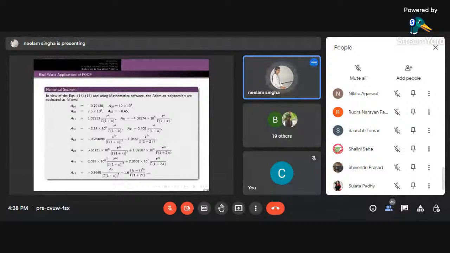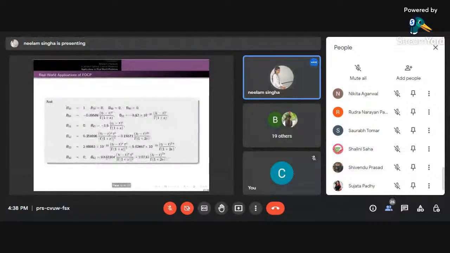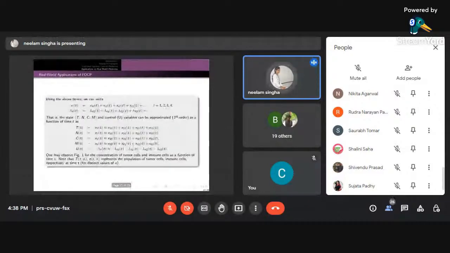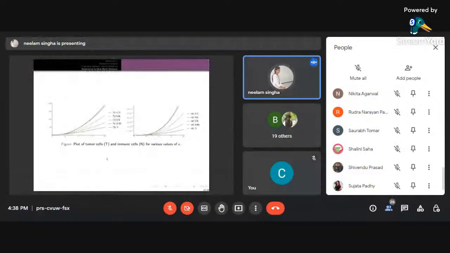Okay, I would like to discuss the graphical parts. After solving that problem with the help of the Adomian decomposition method, whatever approximation we got, we plotted it, and these are some of the plots I want to discuss. The first one is the plot of tumor cells, and the second one is the plot of immune cells for various values of alpha, and time T is plotted here. So you can see that the tumor cells are increasing and immune cells are also increasing in nature as we vary alpha.